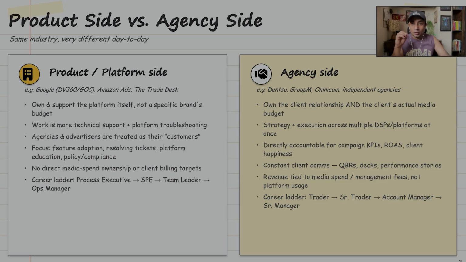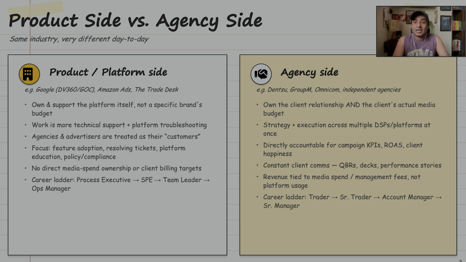Okay, now your job responsibilities become strategy plus execution across multiple DSPs platforms at once. Rather than focusing on just DV360 or Amazon, you are focusing on all DSPs that are available where your client wants to run their ad campaigns. It could be Trade Desk, it could be Amazon, it could be DV360, it could be Google Ads, and you're doing all that together.